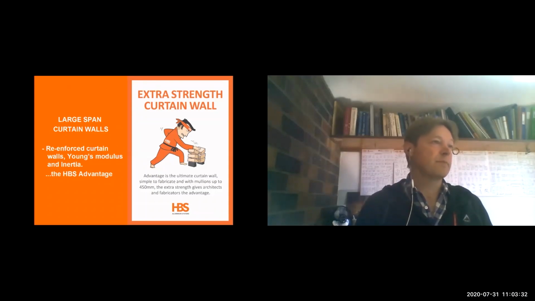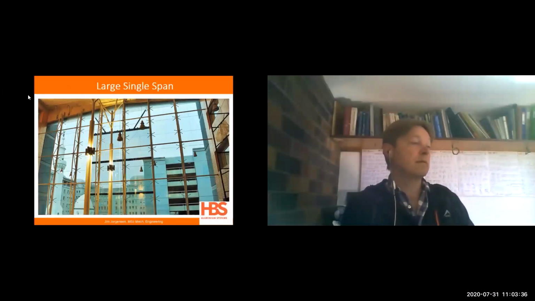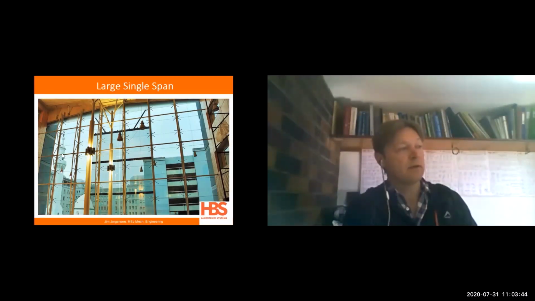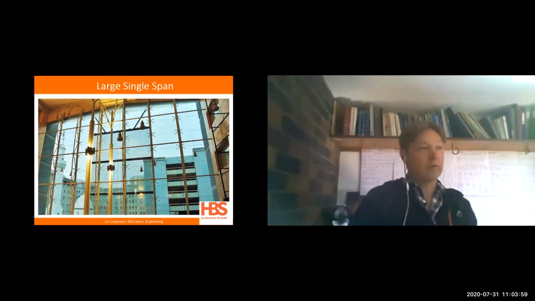So a large span curtain wall could be this, for instance, where you see basically a very large curtain wall, several stories, as you can see here on the right, and it's basically supported by steel girders that are connected with steel transoms, and it's quite a lattice work really required to keep this whole thing stable. So that's an example of a large span curtain wall as you would find them currently around town, wherever you may be.